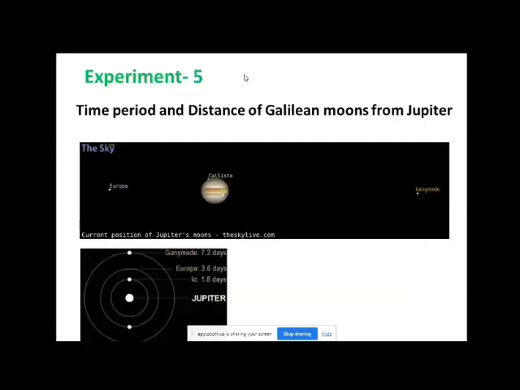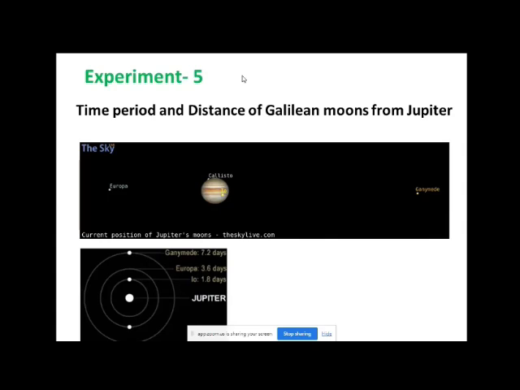So this is the fifth experiment. The fifth experiment gives the period and distance of the Galilean moons from Jupiter. This will be performed with a 4-inch or 5-inch telescope, reflector or refractor, no problem.